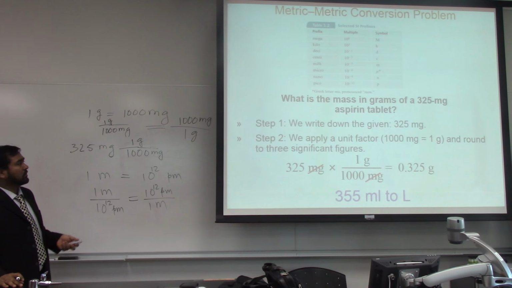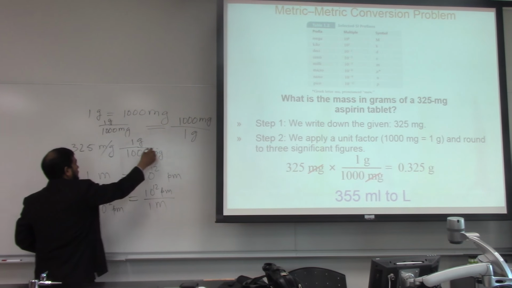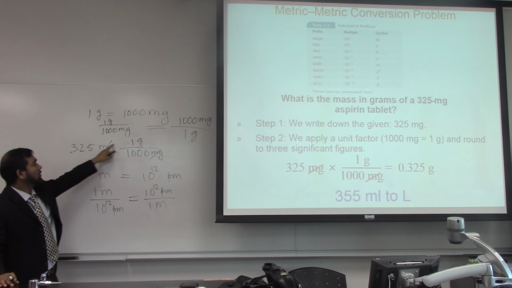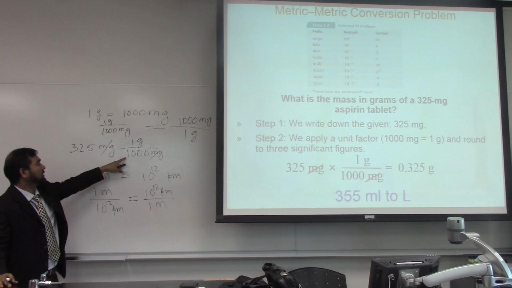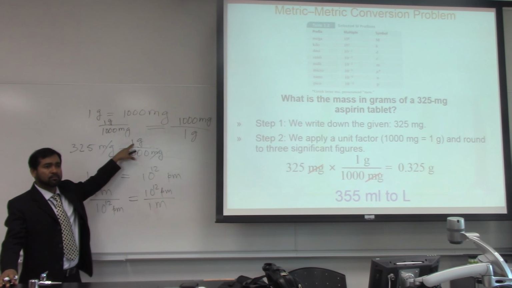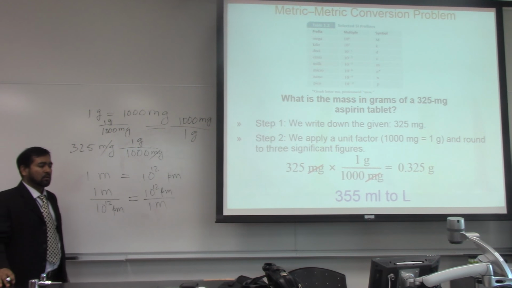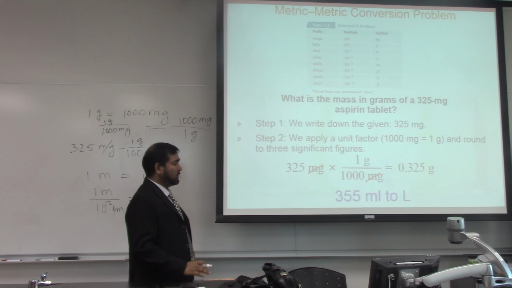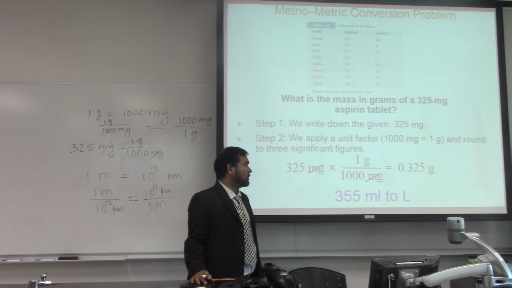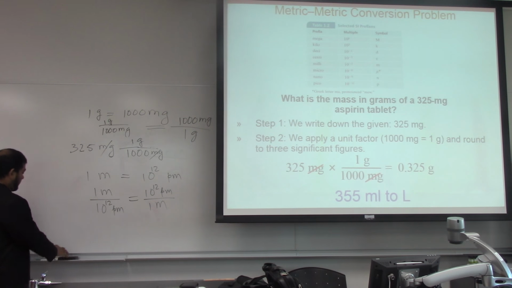So then you can get the value. How do you get the value? First cancel out the unit, multiply the top numbers and then divide by the bottom number. Top is 325 times 1, and you divide by the bottom number, which is 1000. If you use a calculator, you'll get 0.325 gram. Any question with it?